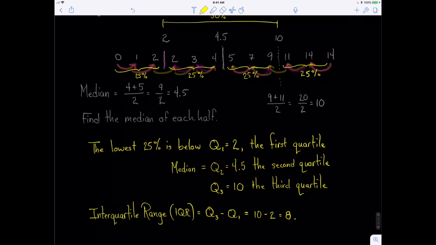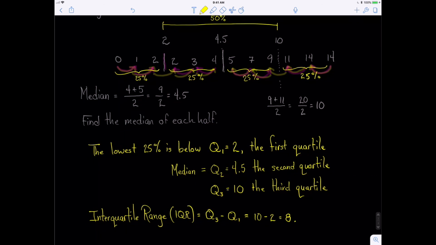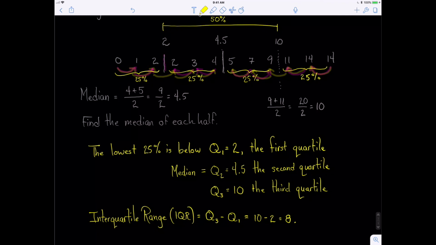So that's how we use the median, not just once, but 3 times, to divide the data in half, then divide each half in half again, to divide all of the data into 4 equally sized groups. In the next video, we're going to look at how we actually display the information that we found in this video. Thanks for watching.